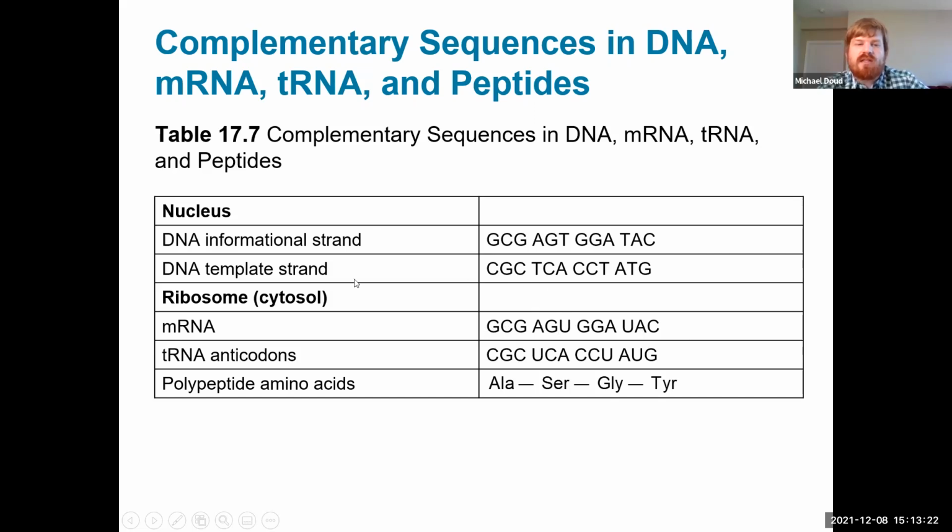So the way we're looking at it here is the template strand then pairs up with the mRNA. And then that mRNA has anticodons on the relevant tRNA that code for particular polypeptides. So GCG as a codon pairs with CGC as an anticodon, which carries with it alanine. AGU as a codon pairs with UCA as an anticodon, carrying serine. GGA turns into CCU, which is glycine, and then UAC and AUG pair to form tyrosine.